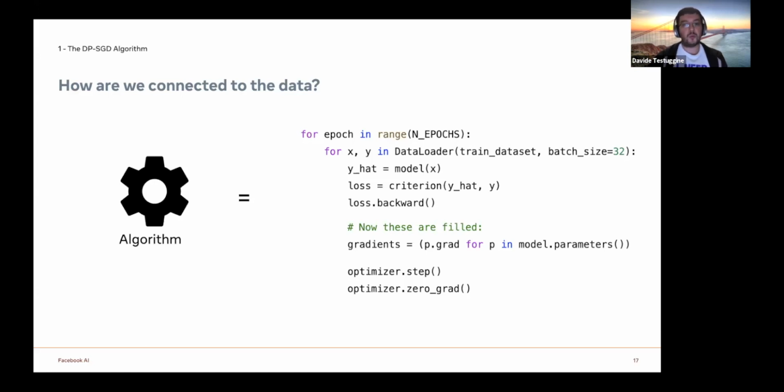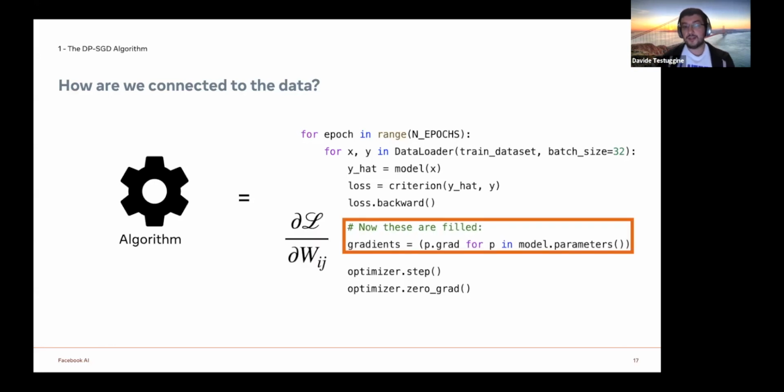So what do we do? Well, we need to find where we are connected to the data in our algorithm and change that. And where we are connected to the data is right here. These are the gradients of the loss with respect to your parameters. And they depend on your data, well, I guess indirectly via the loss, right? So the loss is computed from your model, the application of your model on X, so it depends on X. And of course, it takes the labels Y.